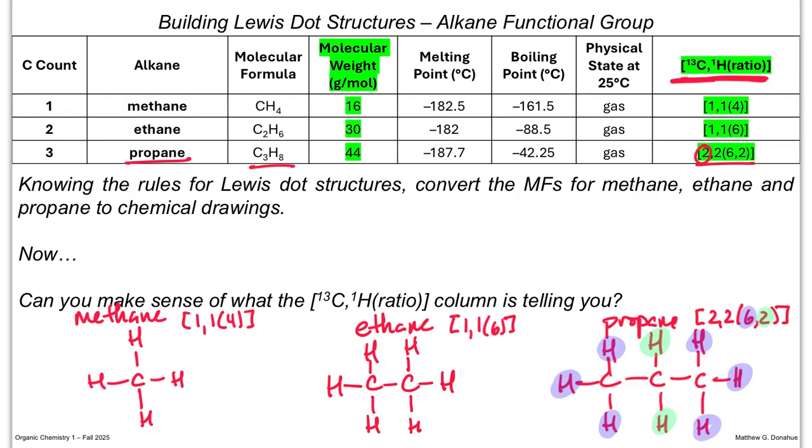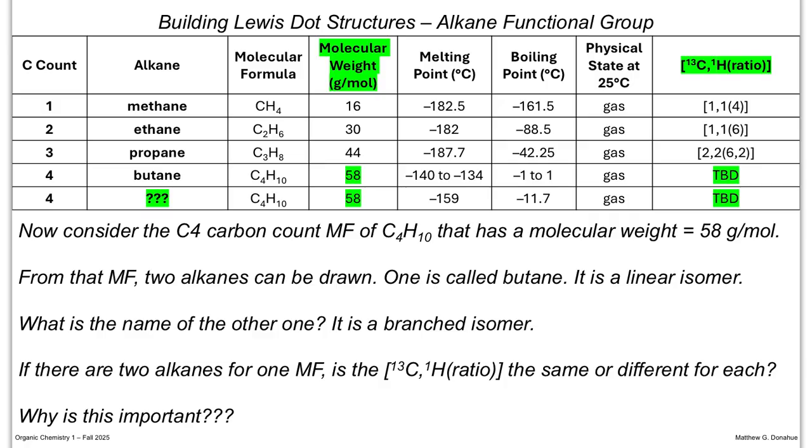And I, with 100% confidence, can tell you for methane, if you're given 1 carbon and 4 hydrogens, there's no other way that you can construct that molecule other than what is drawn. The same for ethane and propane. So the problem that exists as we move up to carbon count 4. So for 4 carbons, the molecular formula will have 10 hydrogens.